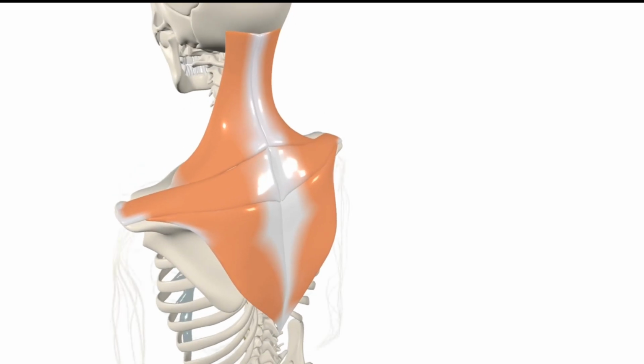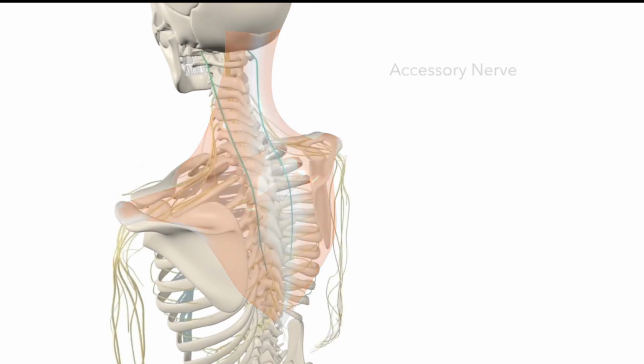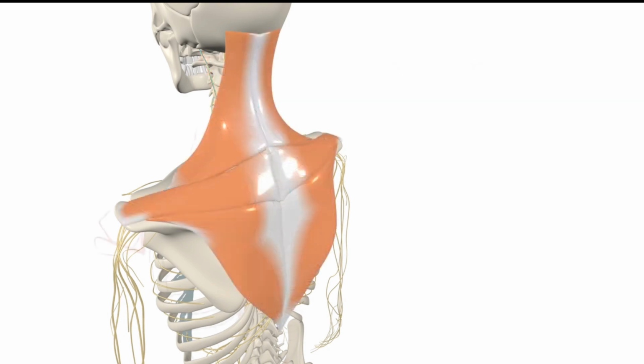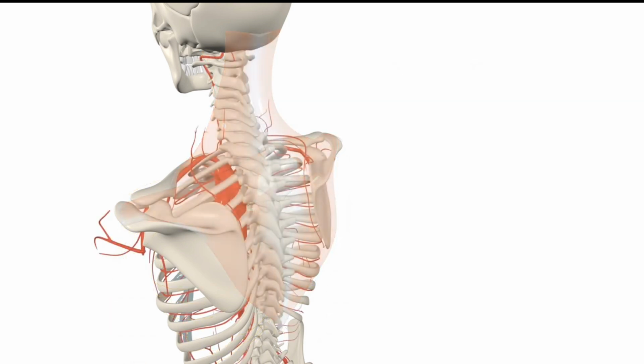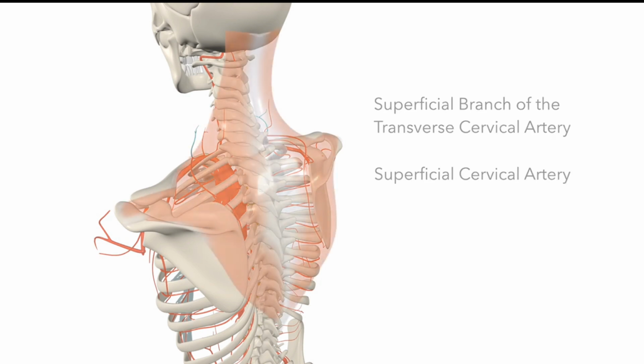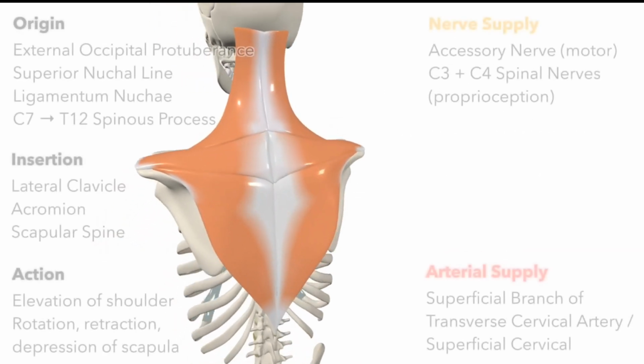The trapezius is innervated by the accessory nerve for its motor supply and branches of the third and fourth cervical nerves for its proprioception supply. Arterial blood is provided to the trapezius by the superficial branch of the transverse cervical artery or the superficial cervical artery. And that's it for the anatomy of the trapezius muscle.